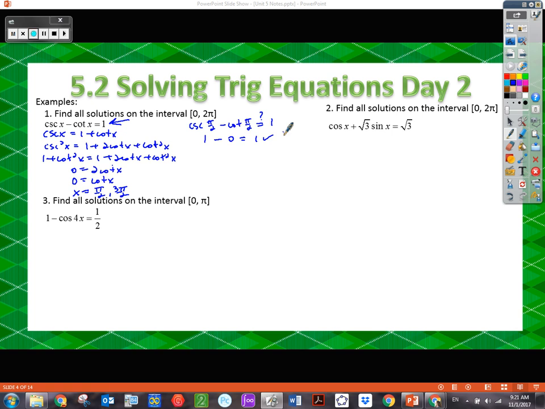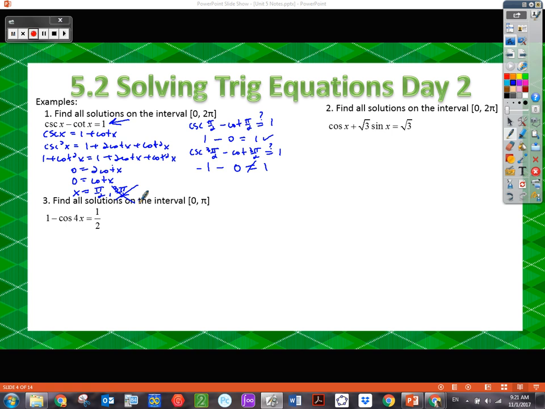All right, let's try 3 pi over 2. So cosecant of 3 pi over 2 minus cotangent of 3 pi over 2, is that 1? Cosecant is the reciprocal of sine. What is sine at 3 pi over 2? That's -1, right? -1 minus cotangent at 3 pi over 2. Cosine at 3 pi over 2 is 0. Is this true? That is not true. So 3 pi over 2 is not an answer.